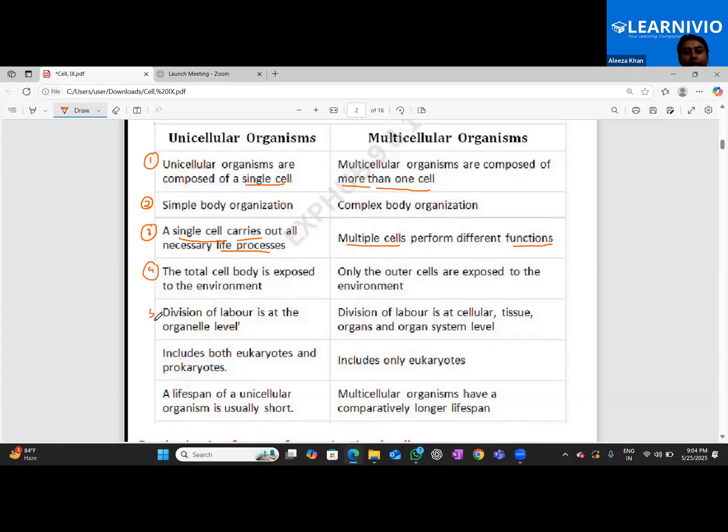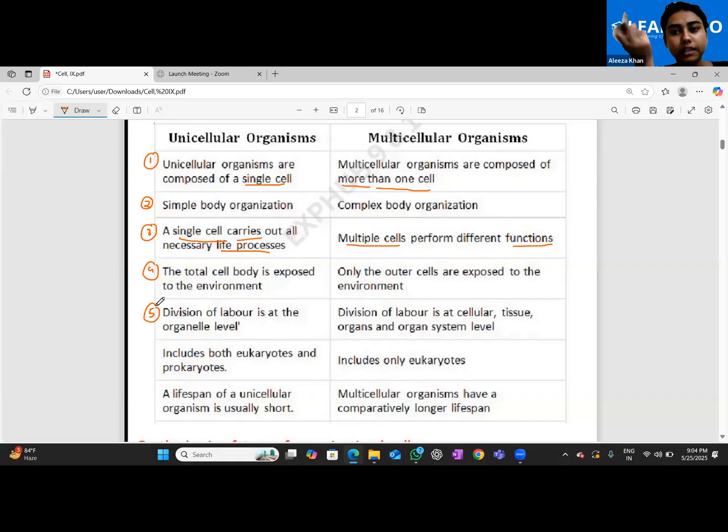Now, what do you mean by this? We got to know from the cell theory that all cells arise from pre-existing cells by which process, Abdullah? Cell division. By the process of cell division. So here the division is taking place at the organelle level.